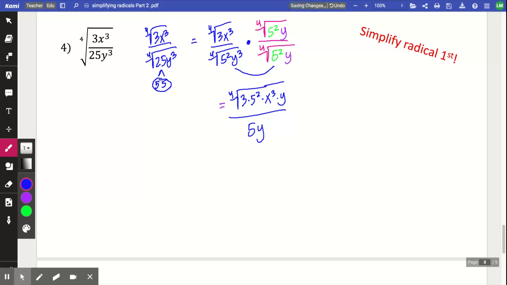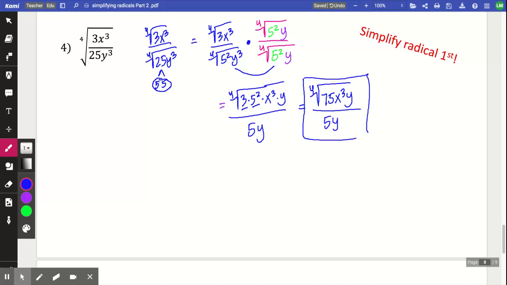On top, we just have a couple numbers we can multiply. We have the 4th root of 3 times 25 is 75, x to the 3rd y, over 5y. Again, we can't reduce inside and outside of the radical, like oil and water. Doesn't mix. Can't do anything else. So that's it. That looks good to me.